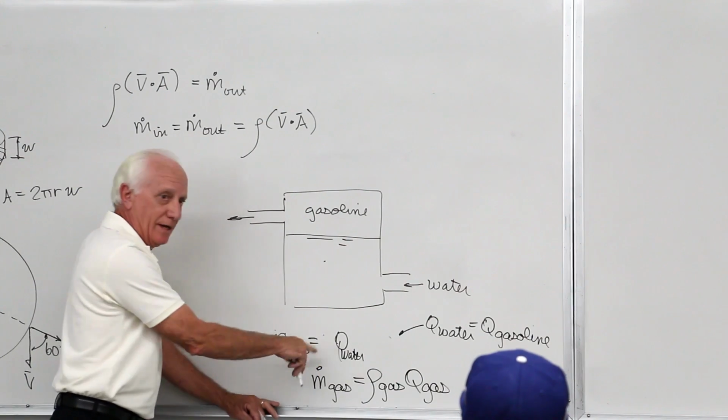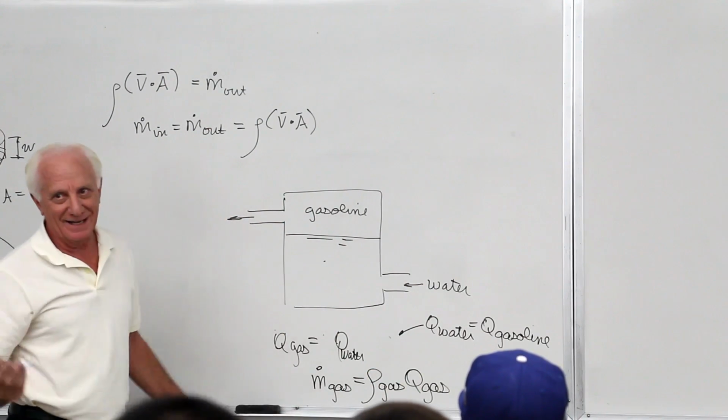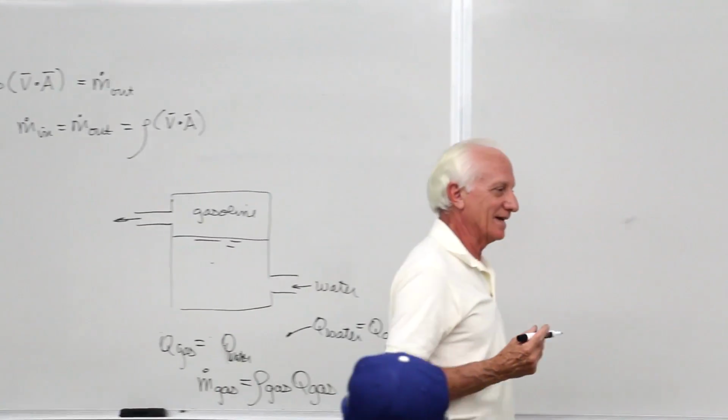Okay, now I've got Q gas. Now I put Q gas down here, multiply it by rho gas, now I get into that gas. Okay, all right. Thanks.